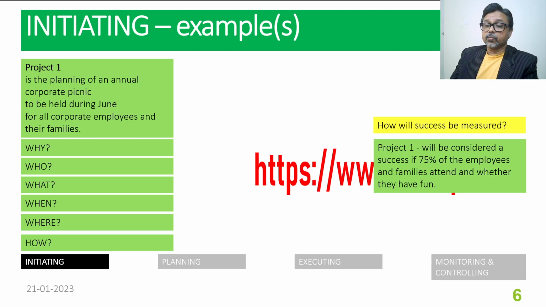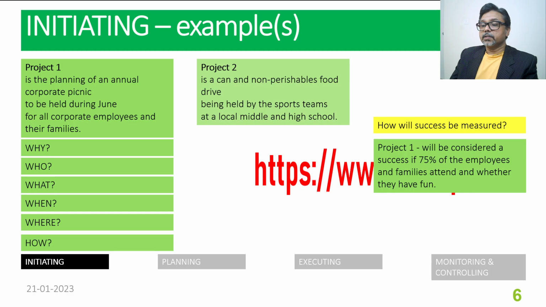And we'll see the next one. The next one is fairly straightforward. It's a social event: a can and non-perishable food drive being held by the sports team at a local middle and high school.